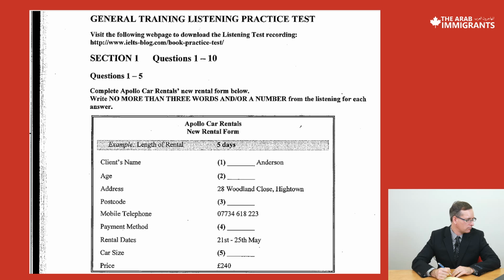When I hear, because the information as they're speaking, it's already written down. So when I hear them talking about 28 Woodland Close, Hightown, I don't need to think about that. I know that the answer for my next question will be coming after they say Woodland Close, Hightown. And so I'm listening when they say the postcode, and in this case it's a little bit confusing because there's letters and there's numbers.